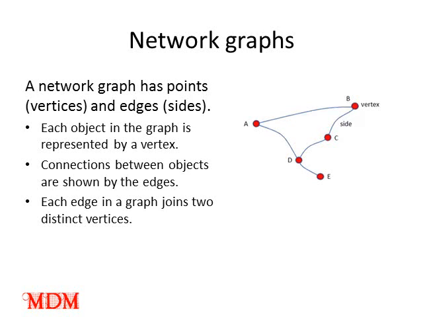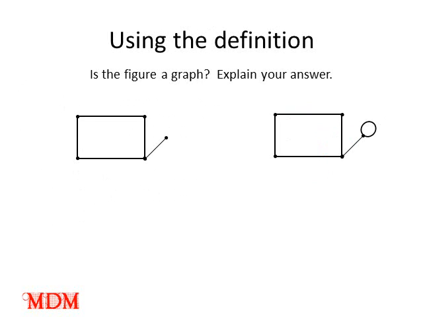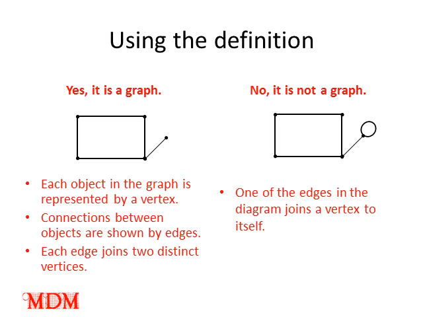Let's look at how we can apply this definition. So use the definition. Look at these 2 figures. Is the figure a graph? Explain why you think that it is or is not. For the figure on the left, we would say that yes, it is a graph. It meets the definition. Each object in the graph is represented by a vertex. The connections between the objects are shown by edges, and each edge joins 2 distinct vertices.